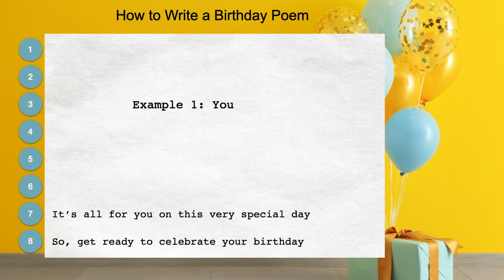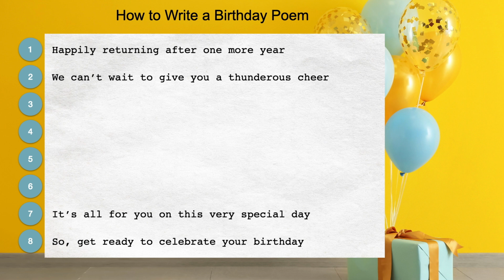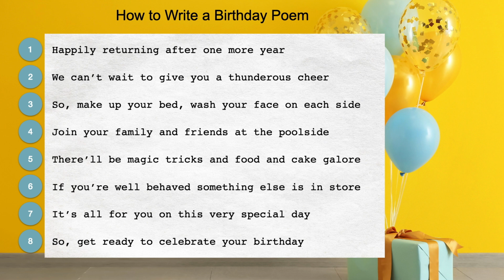Now let's write out the example for a young child. So now we have established a structure. The speaker is a parent and the theme is about anticipation, family, friends, and fun.